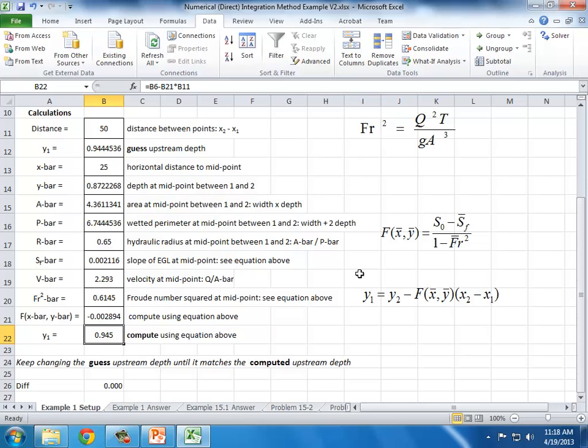And so according to the numerical integration method, what I've done is I've said I'm going to choose some segment that's small enough that I can assume the water depth varies linearly between those 2 points.